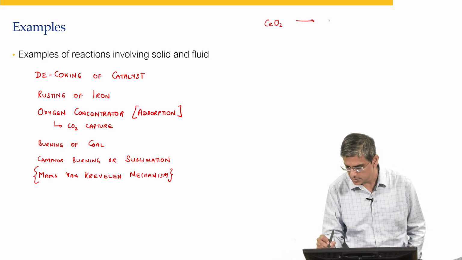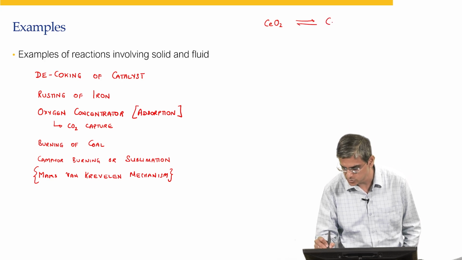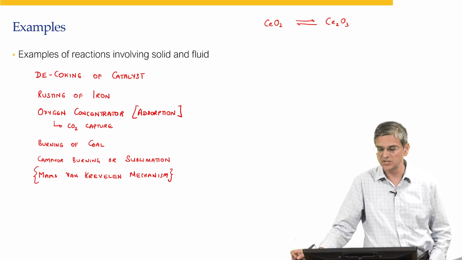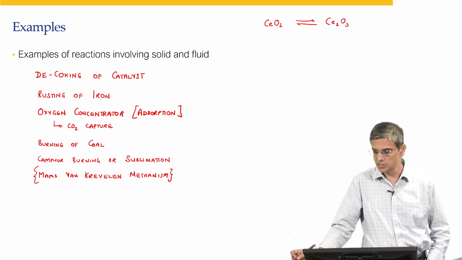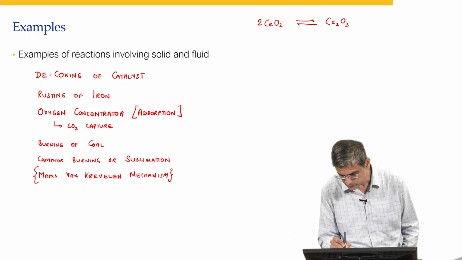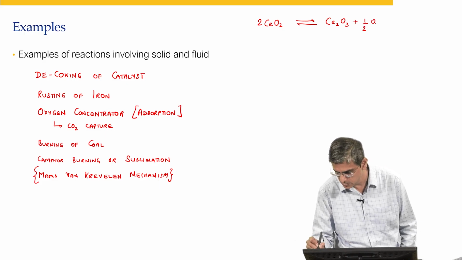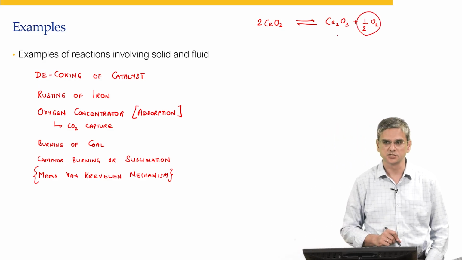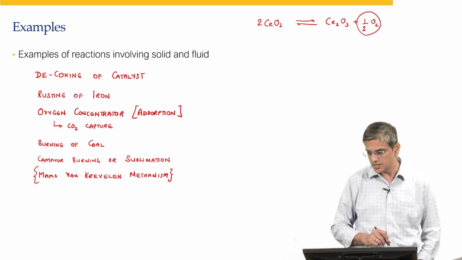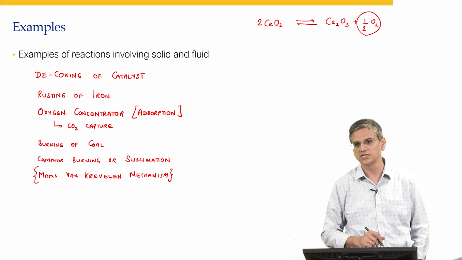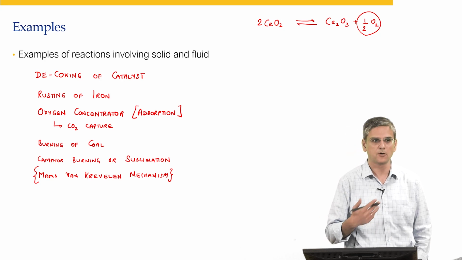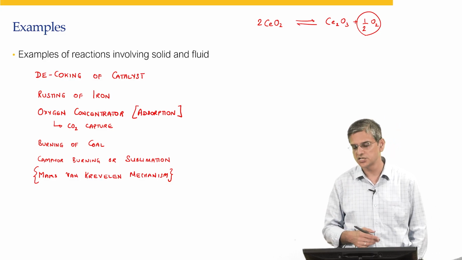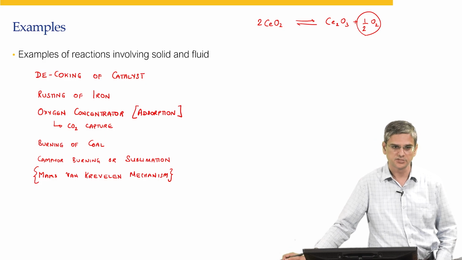Now ceria is a reducible metal oxide, so it can go to +3 and +4 oxidation states. When ceria goes to this, it will release half O2, and this O2 can be used in oxidation. So it's a redox catalyst. In the reduction cycle, it will give up oxygen, and that oxygen can react with any species, and in the oxidation cycle, it will take up oxygen and Ce2O3 will go to CeO2.